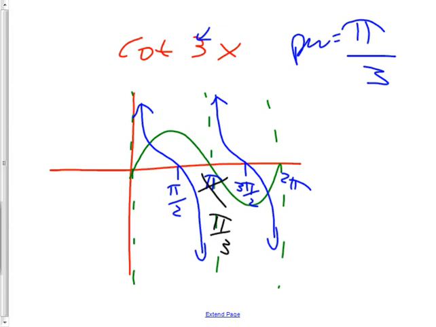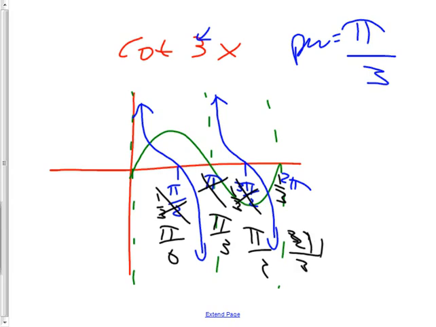And then you ask yourself, what did I do to it? I multiplied it by 1/3. 1/3 times this, pi over 6. 1/3 times this, pi over 2. And 1/3 times this, 2/3 pi. Cross it out. There we go. Okay, lunchtime.